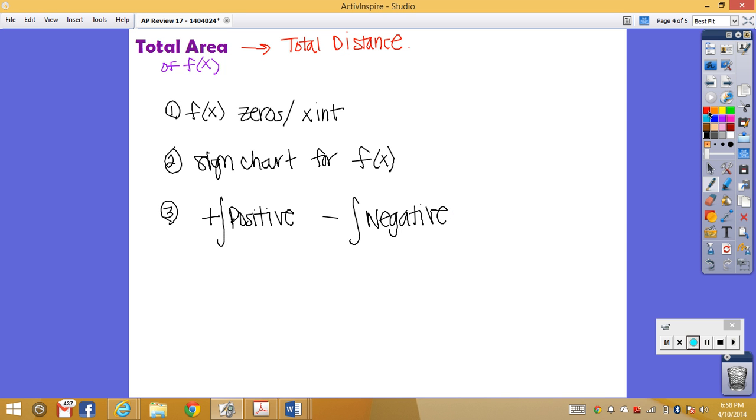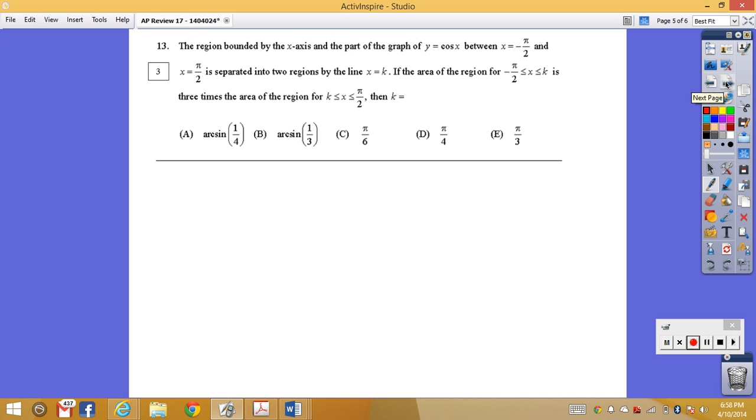And then remember, if we want to find total area with a calculator, we can do the integral from a to b of the absolute value of the function. That'll make everything positive. Okay, just a little reminder. Let's see. So we also talked about how we know we are going to need to draw the function. This is very complicated. This is definitely a drawing function problem.